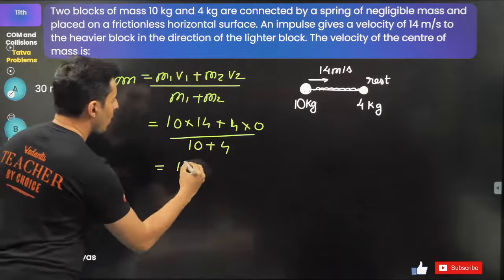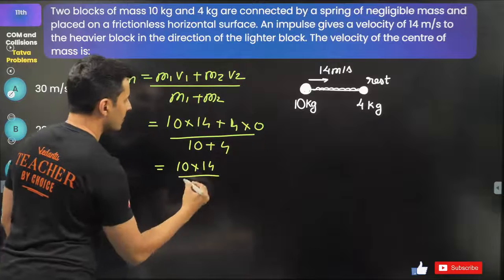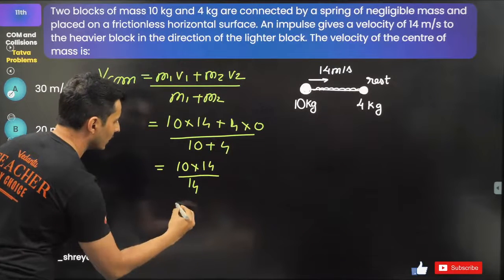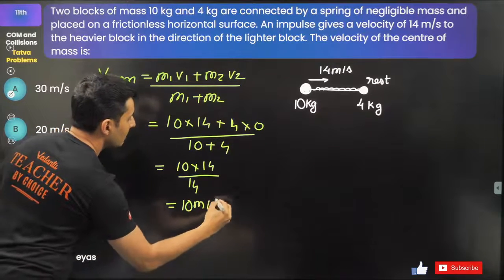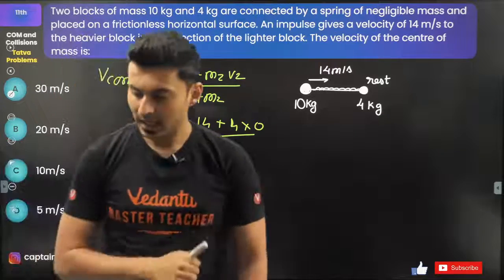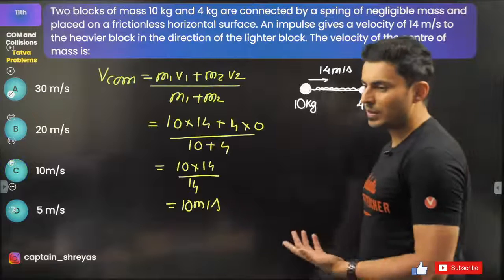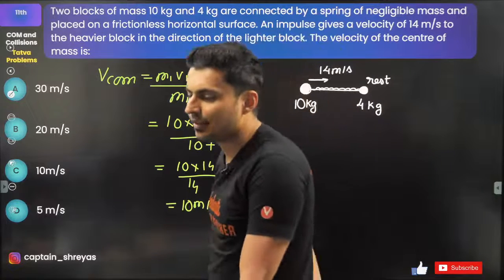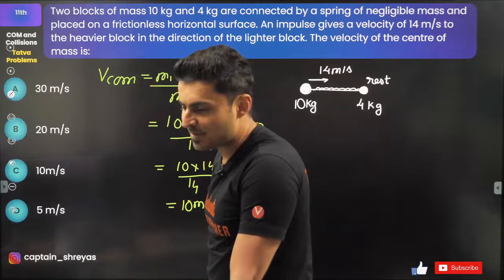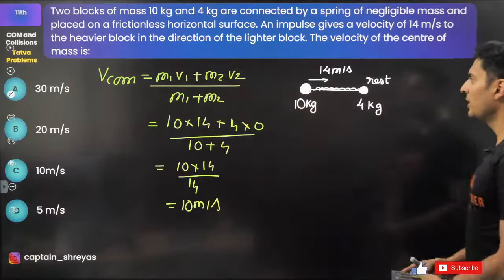So 10 into 14 is there. This is 0. 10 plus 4 is 14. 14 cancels. It becomes 10 meters per second. 10 meters per second. Yes, that's it. Yeah, the previous question has slightly lengthy calculation. I agree with that. Okay, so straightforward.